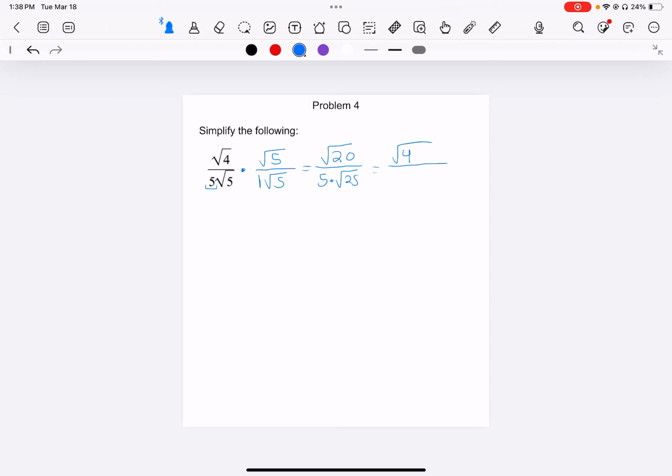Radical 20 I can split up into 4 times 5. And then I have 5 times radical 25, which is 5. Radical 4 times 5 can simplify into 2 radical 5 over 5 times 5, which is 25.